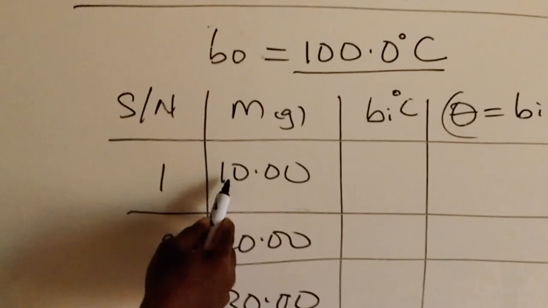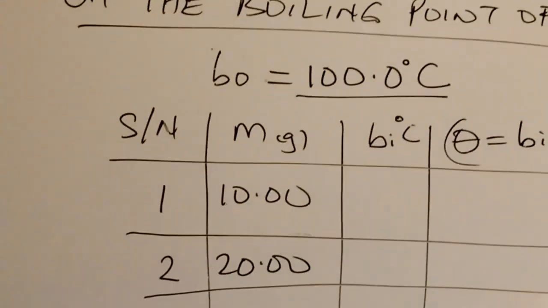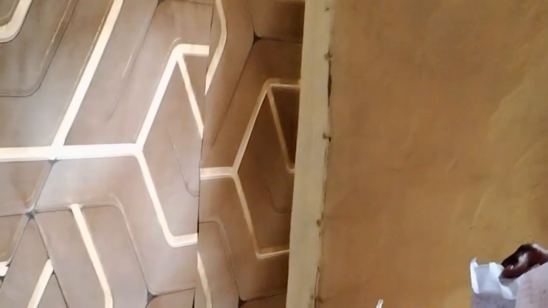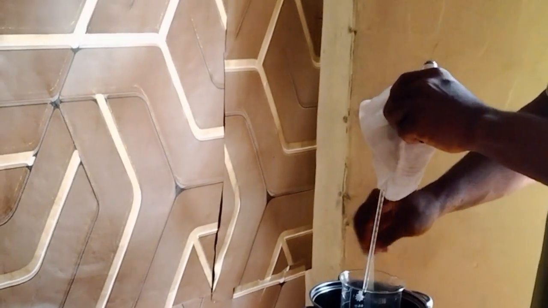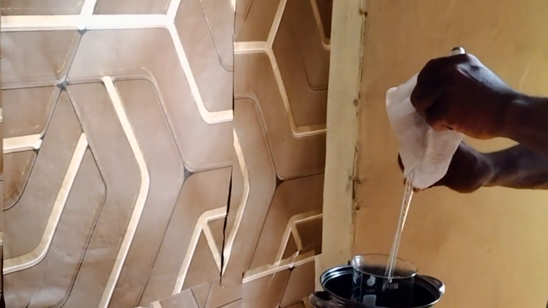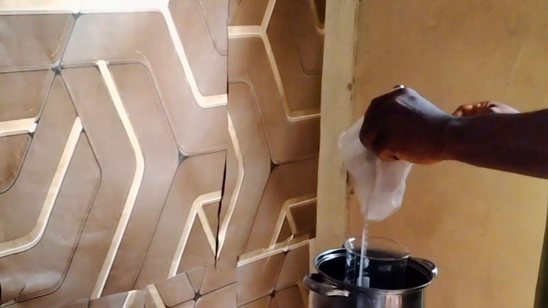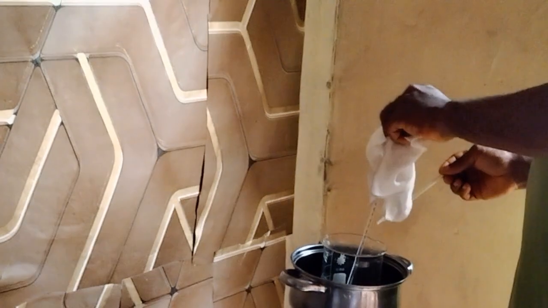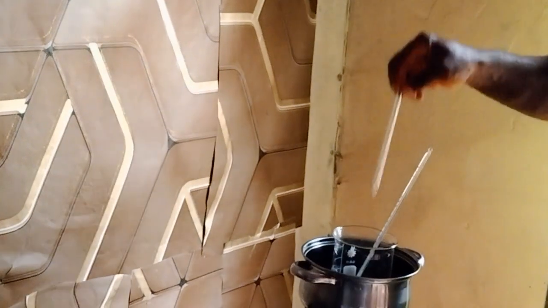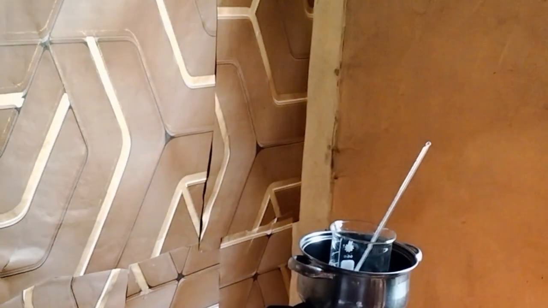The next is this. We're going to add 10 grams of salt to the water and get the new boiling point. So here we have 10 grams of common salt added into the water. The water in the beaker has stopped boiling. Then we'll have to stir this water to dissolve the salt. We stir it. Then we put back the thermometer, and then allow the mixture to boil again.